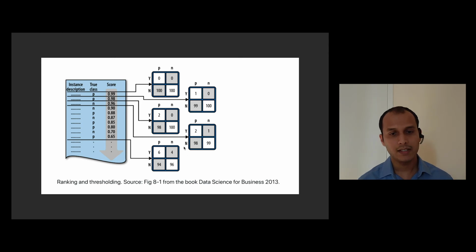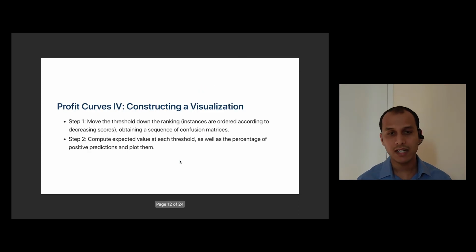And so this is now giving me a sequence of confusion matrices, and for each confusion matrix I can use the cost and benefit numbers to compute an expected profit value, and that is precisely a profit curve. So you keep moving the threshold down the ranking and obtain a sequence of confusion matrices, and for each confusion matrix you can compute the profit.